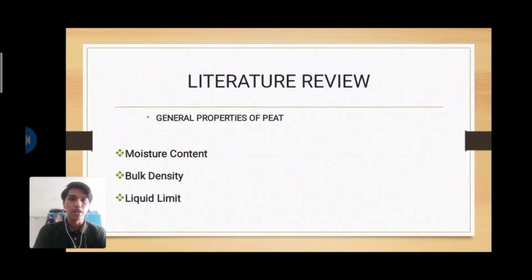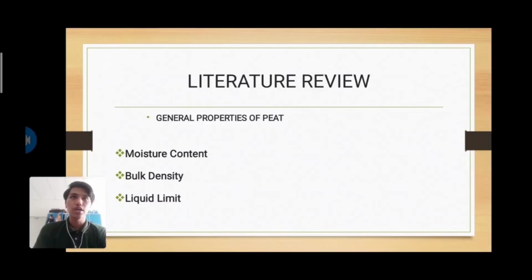First, moisture content. In Malaysia, the moisture content of peat ranges between 200 and 2200%. However, there are some tests conducted on peat located in Johor. The results show the water content of peat ranges between 230 and 500%.